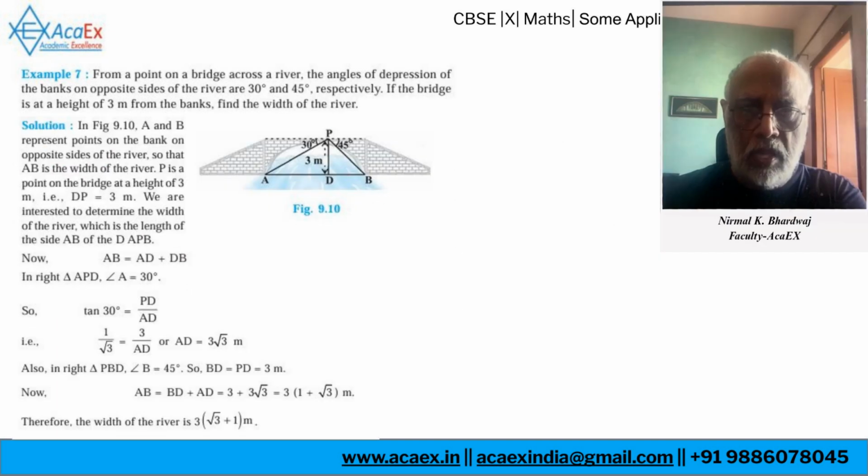Example 7. Width of a river. Problem. From a point on a bridge 3 meters above a river, the angles of depression to the opposite banks are 30 degrees and 45 degrees. Find the width of the river.